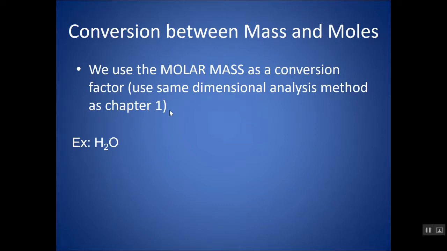If you remember, molar mass is the mass of 1 mole, and we can find it for something like H2O by looking up the atomic masses and adding them up. H2O, for example, would have a molar mass of 18 grams per mole. Then 18 grams is the mass of 1 mole. So we can use this as a conversion factor to convert between mass and moles.